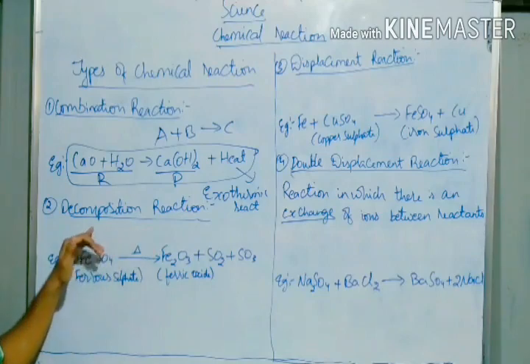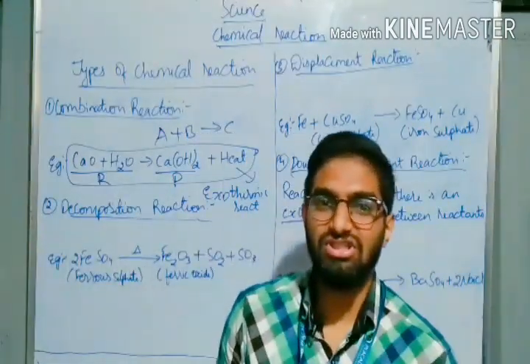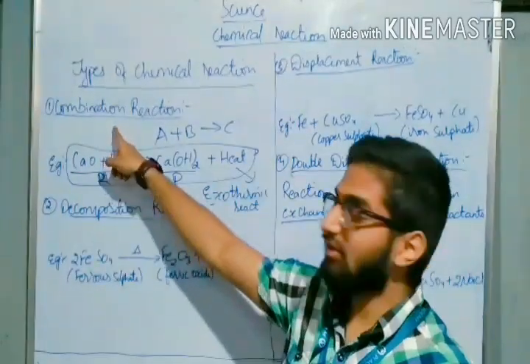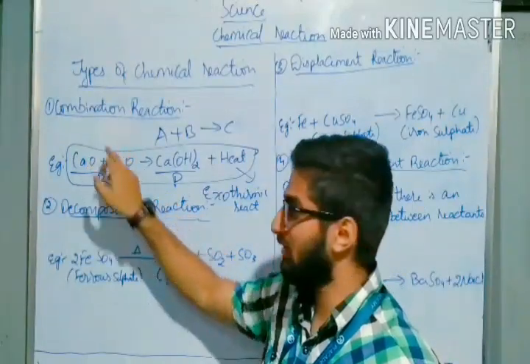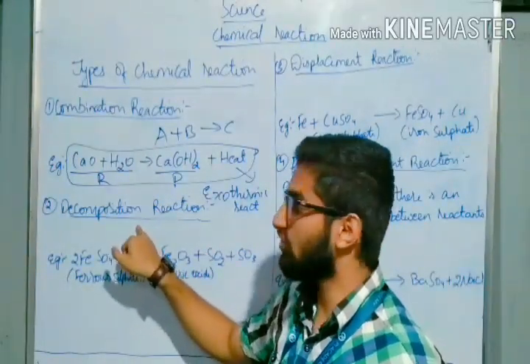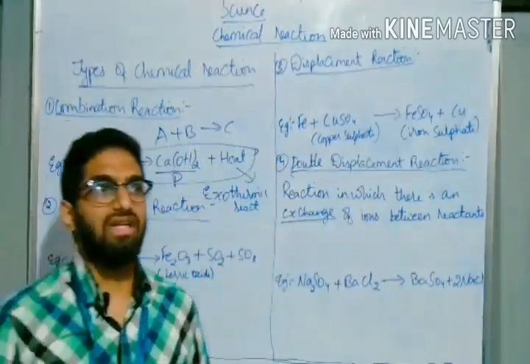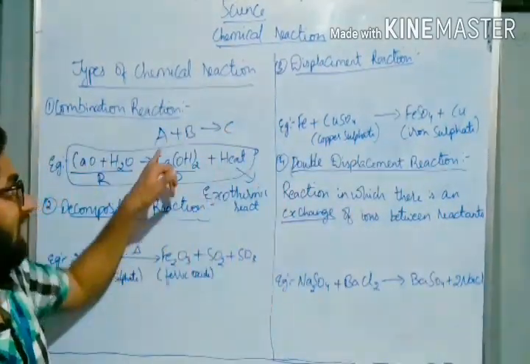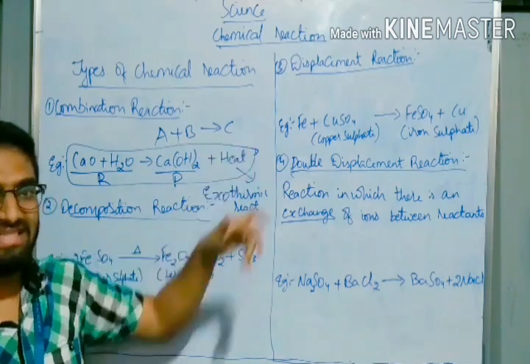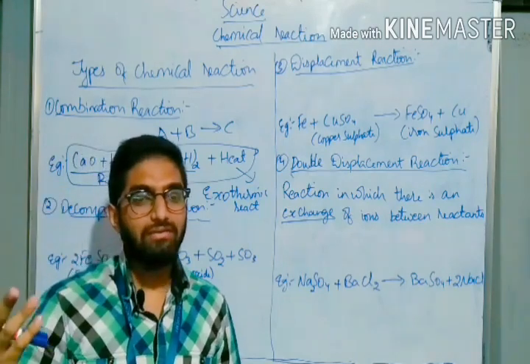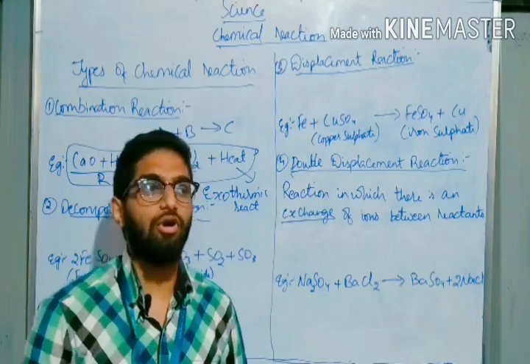Then the second reaction is your decomposition reaction. Now what is this decomposition reaction? It is exactly the opposite of combination reaction. If you have understood combination reaction, then decomposition reaction will be easier to understand. Here, we'll take the same example. Here, A plus B is reacted, you will get C. So, two or more reactive getting reacted and give you a single product, only one product.